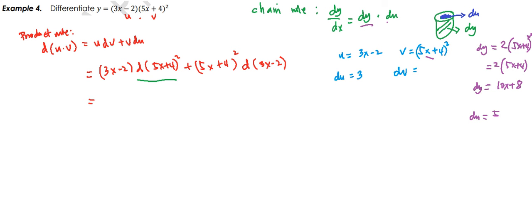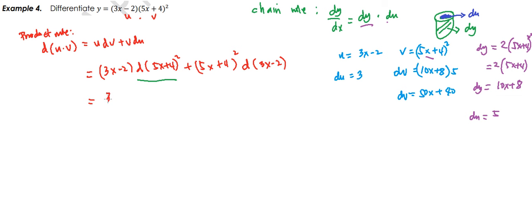So, ang gagawin natin ngayon, i-multiply lang natin. So, we have, yung dy natin is 10x plus 8 times natin sa du, which is 5. So, that would give us 5 times 10x, that is 50x, plus 8 times 5, that is 40. So, yun yung ating dv. Okay, so balik tayo dun sa ating product rule.